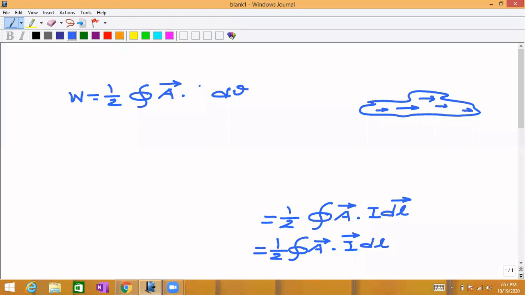And do you know any quantity whose unit is ampere per meter square? এটা ভলিউম কারেন্ট ডেন্সিটি J. Right, that is current density. That is called current density. Okay. It is written as J vector. A vector dot J vector dV. Okay. So the general expression for the energy is half into closed integration of A vector dot J vector dV.